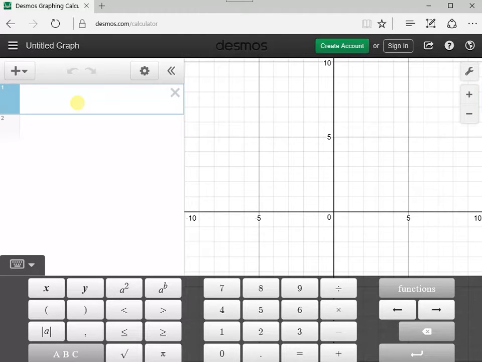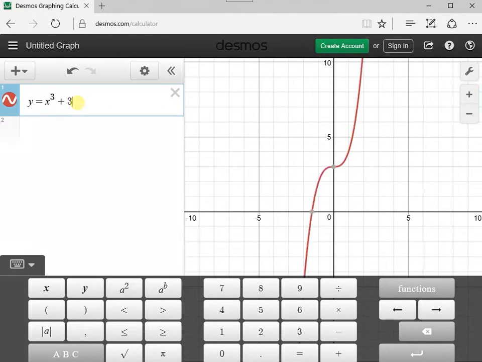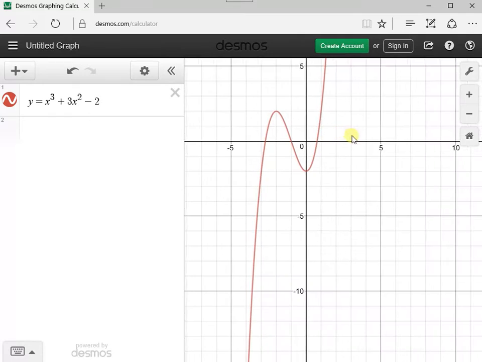Here we go. This is what Desmos looks like. You don't even have to download it. You can just use it straight online. x cubed plus 3x squared minus 2. What does that look like? All right, here we go.